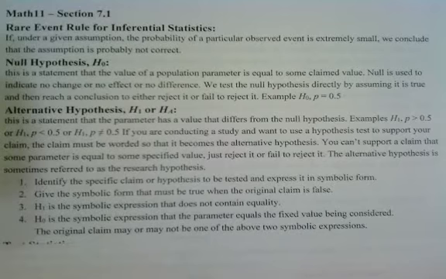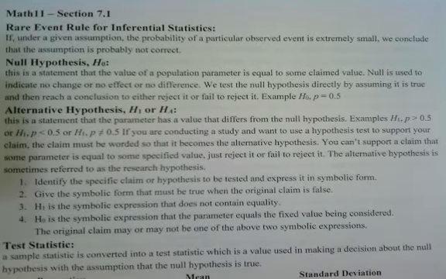H1 is the symbolic expression that does not contain the equality. H0, when we have a little zero, we call it "not." H0 is the symbolic expression that the parameter equals the fixed value being considered. The original claim may or may not be one of the above two symbolic expressions. It just depends on how things are worded.